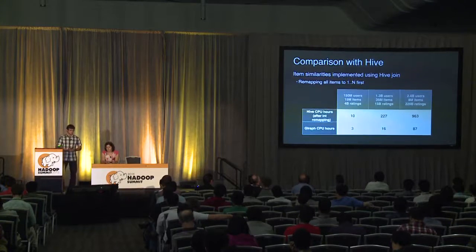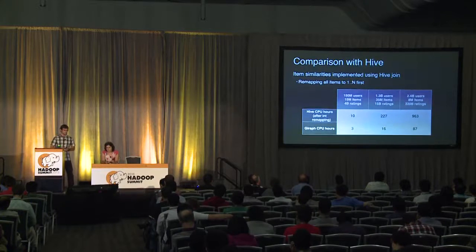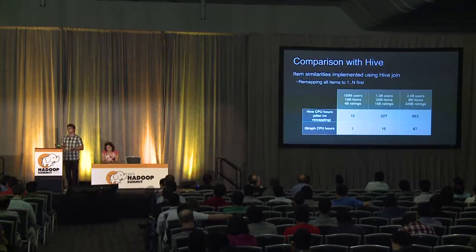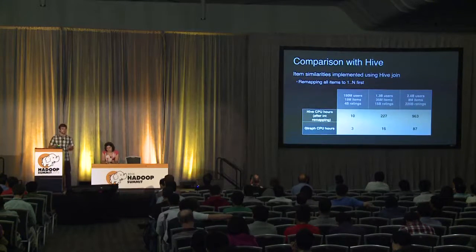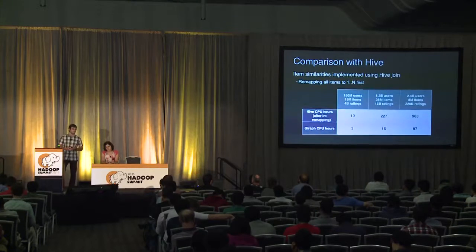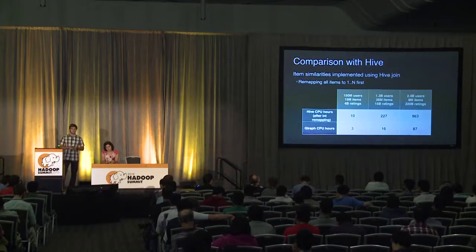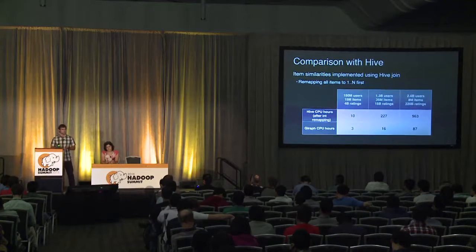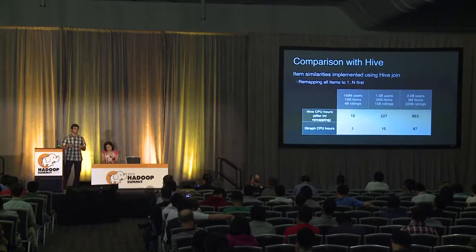So as you can see here, Giraph implementation of the same algorithm is around 10 times faster. Of course, that depends slightly on the data structure and the data size that we are dealing with here. And the difference between elapsed time for our algorithm and Hive is even larger, just because Hive has stragglers when large item degrees are coming into computation.